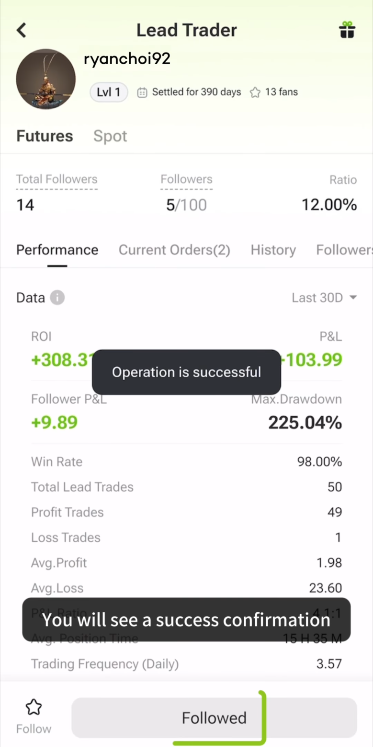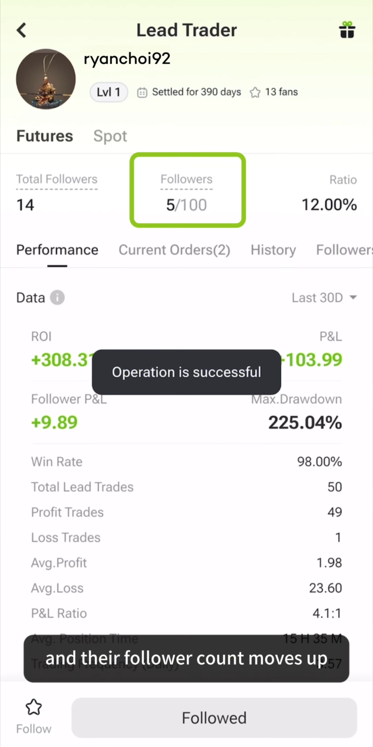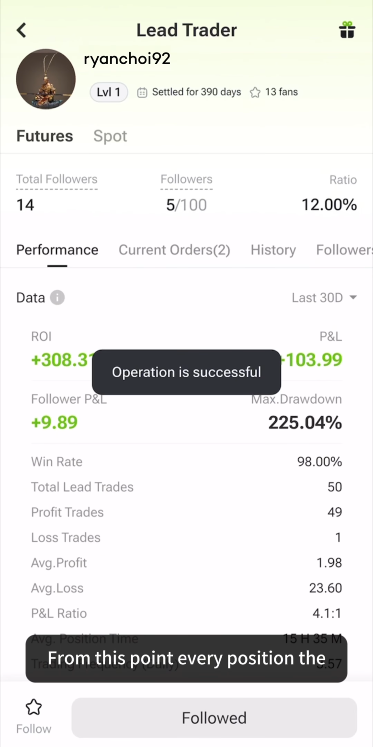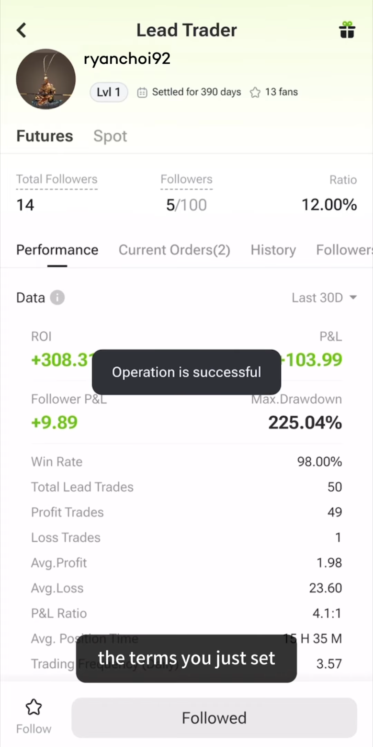You will see a success confirmation, the trader's button switches to Followed, and their follower count moves up by 1. That is the copy live. From this point, every position the trader opens inside your selected markets is mirrored to your account on the terms you just set.